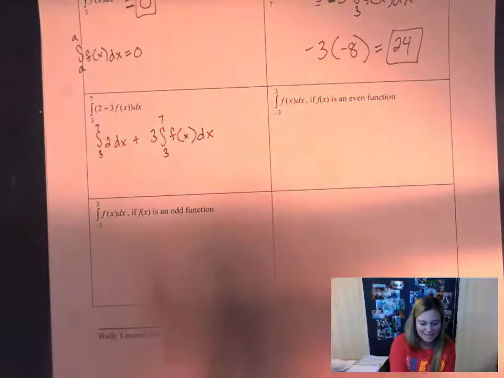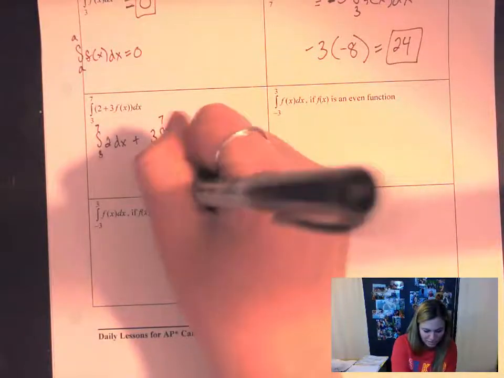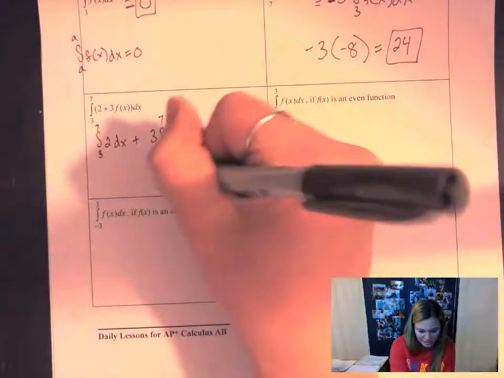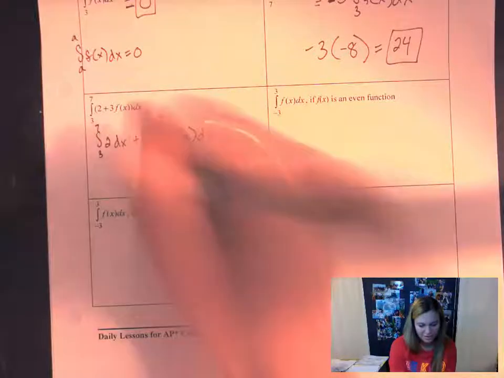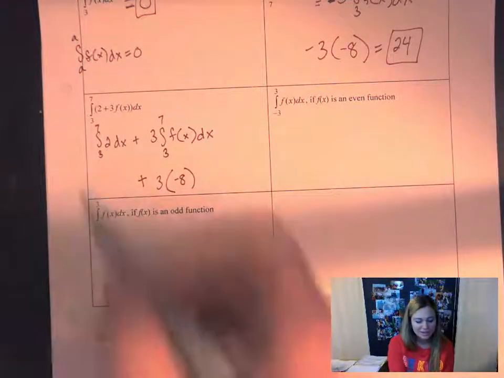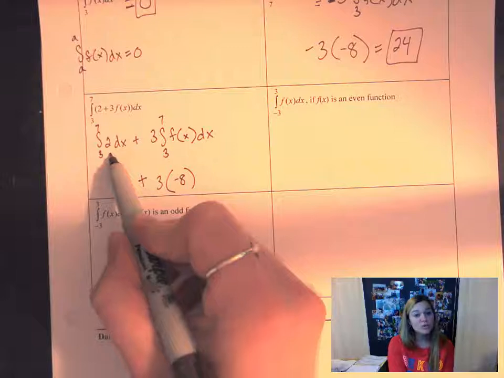And I'm going to guess that you got the second part. If this is 3 to 7, this would be -8. What is harder is this part. And there are two ways that you can do this.